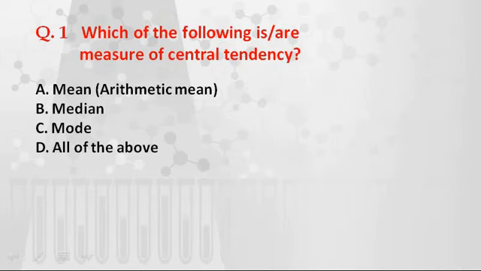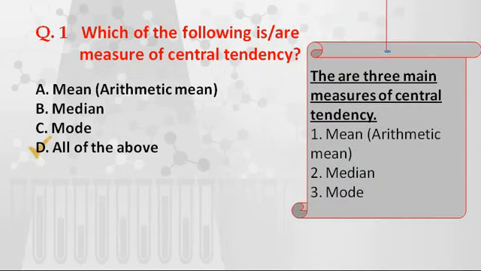The first question is, which of the following is a measure of central tendency? The options are mean, median, mode and all of the above. Here the correct option is all of the above, as there are three main measures of central tendency. These are mean, that is arithmetic mean, median and mode. So the correct option for question number 1 is all of the above.